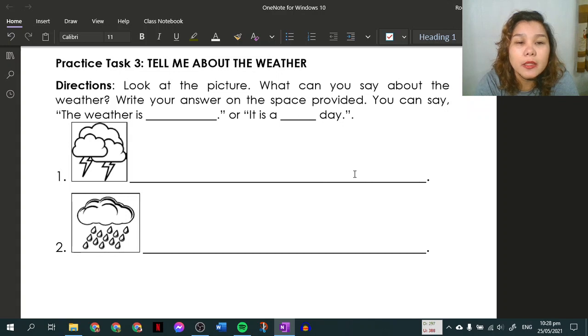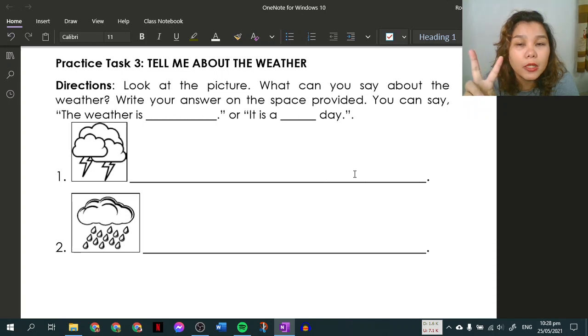It's entitled Tell Me About the Weather. So directions: look at the picture. What can you say about the weather? Write your answer on the space provided. You have 2 choices on how to write the sentence. So, the weather is blank, period, or it is a blank day, period.